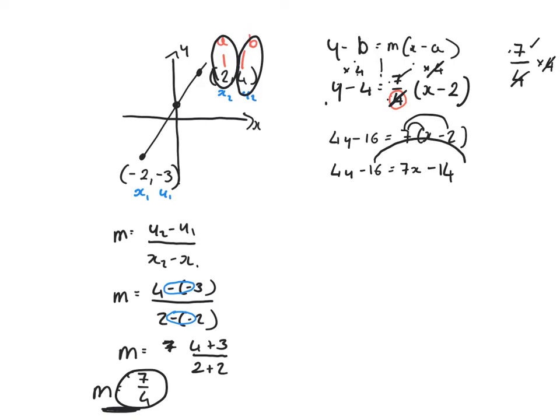I'm then going to bring that minus 16 across to the other side and change its sign, and that will be 4y equals 7x minus 14 plus 16. Let's just tidy that up. Minus 14 plus 16 is plus 2. Final answer then, 4y equals 7x plus 2. Now we're going to do several more of these examples to get you used to them, so let's take down example 2.